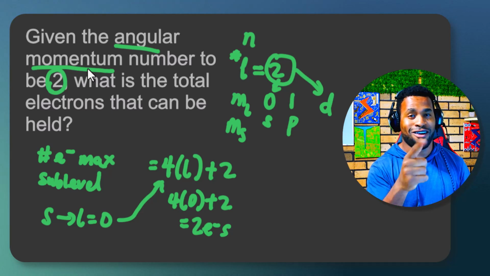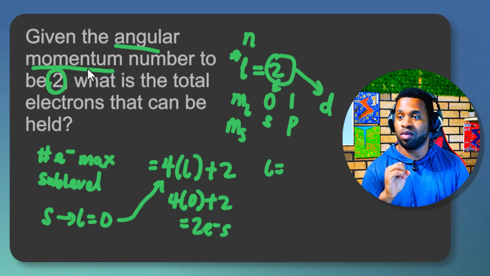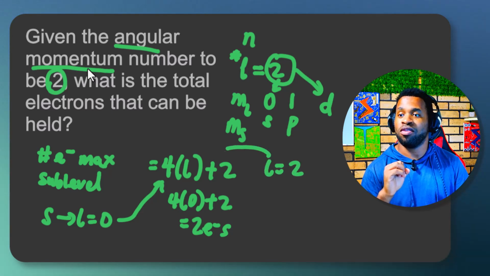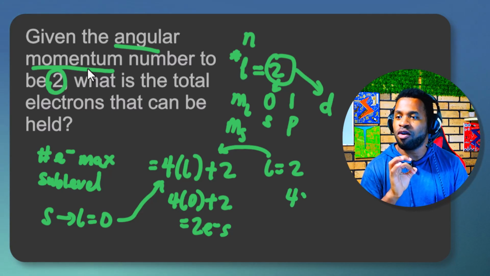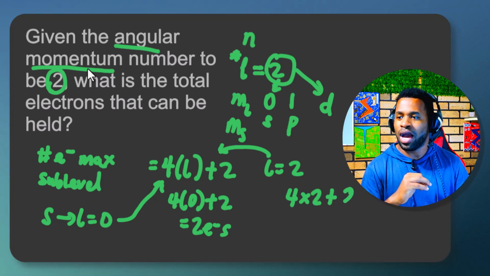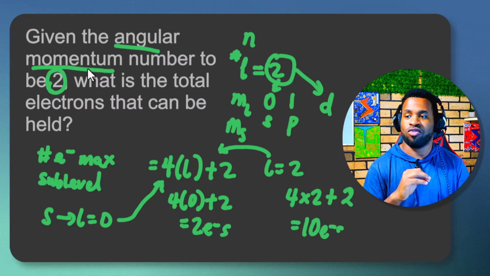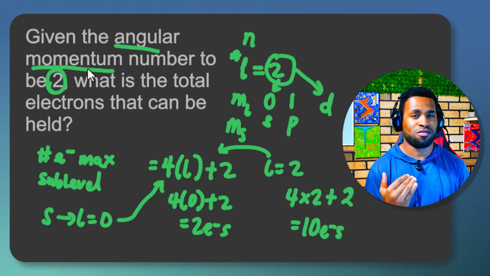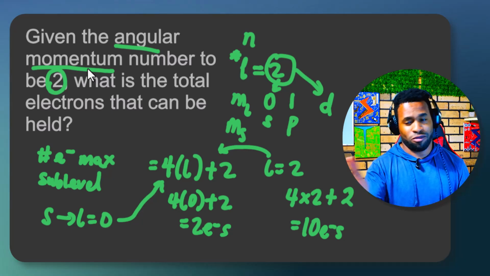But for this type of question, because we are looking at where l is equal to 2, when we put this into this equation, what do we get? We get 4 multiplied by 2, which gives us 8, and we add 2, and this gives us 10 electrons. And this is the maximum number of electrons that can be contained at this particular sub-level.